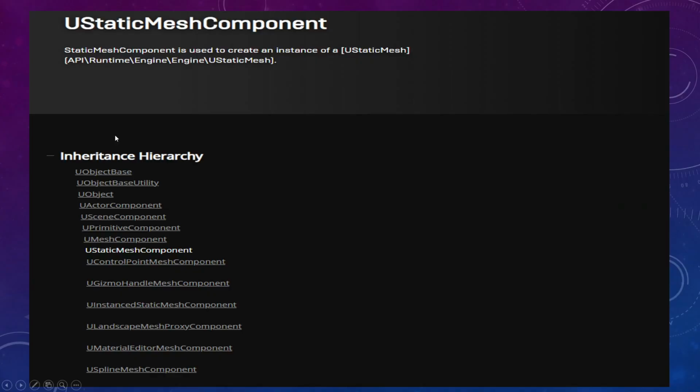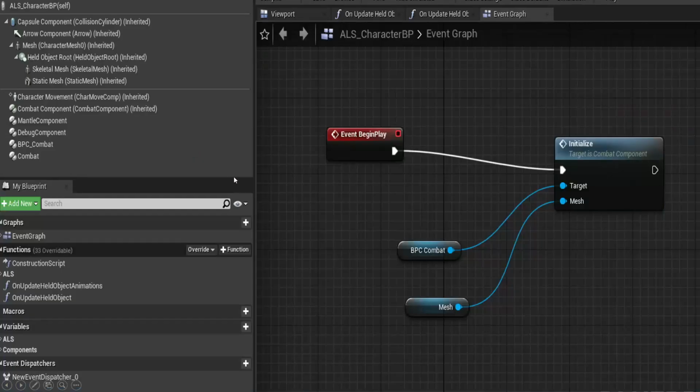Okay, so let's just go back to look at the static mesh right here. And you can also see the different inheritance hierarchy right here. Okay, UObject base, you can start to see. Okay, so let's just move on.